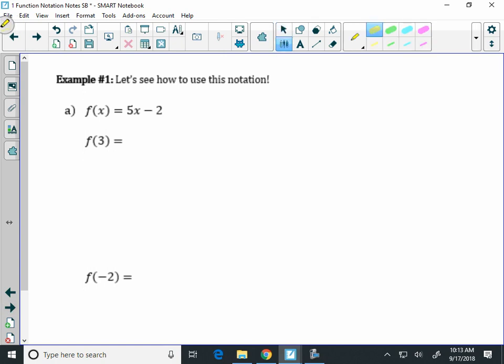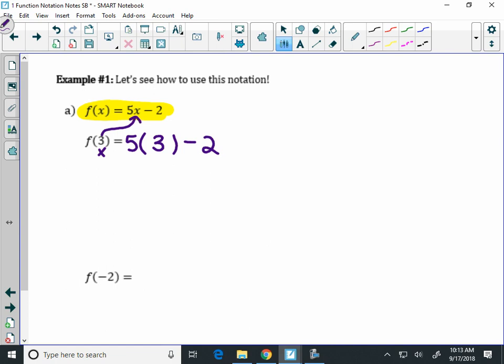Let's start with this function called f of x. f of x is 5x minus 2. So we want to find f of 3. Now that 3 is inside the parentheses, so it is an x value, which means that you're going to take that x value and put it in for x into the function. So you will have 5 times, now instead of x there, remember we're replacing the x with 3, and then we'll have minus 2.